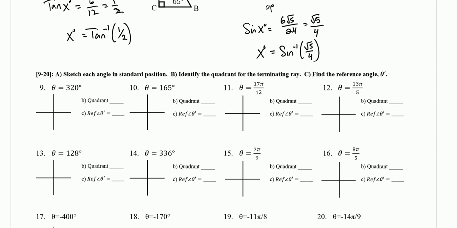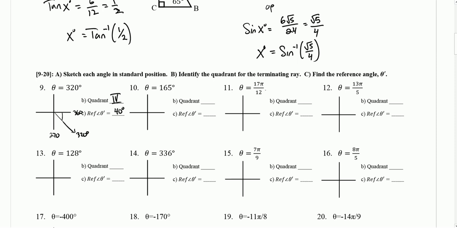Number 9, we're to sketch each angle in standard position, identify the quadrant for the terminating ray, and find the reference angle. So 320 degrees is between 270 and 360. So that's in quadrant 4. And the reference angle is the difference between 360 and 320, which is 40 degrees.